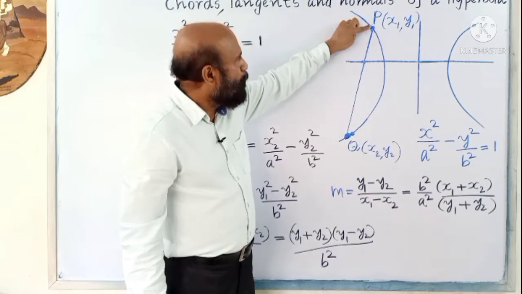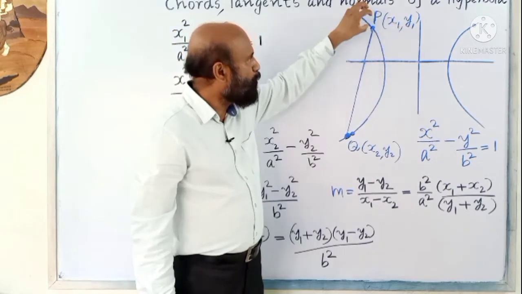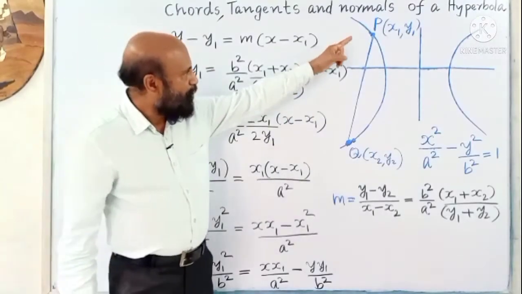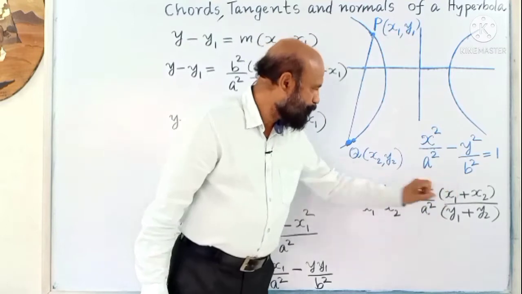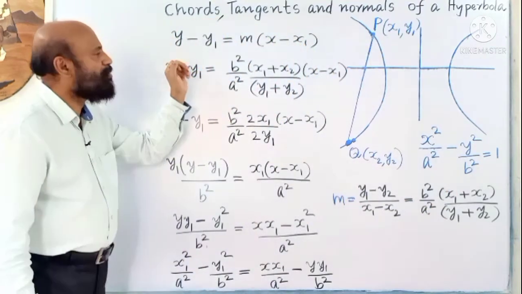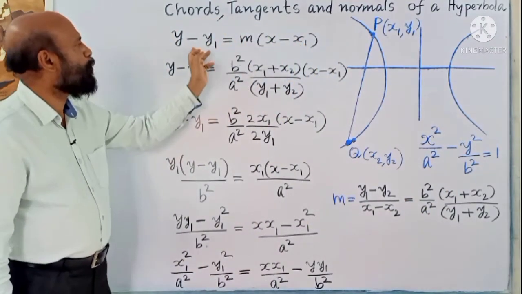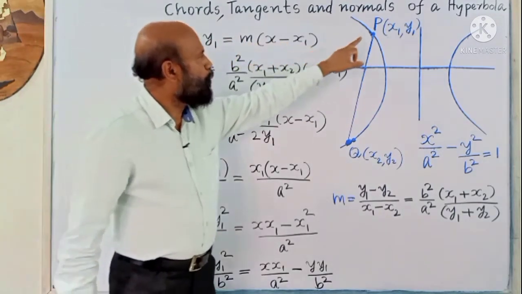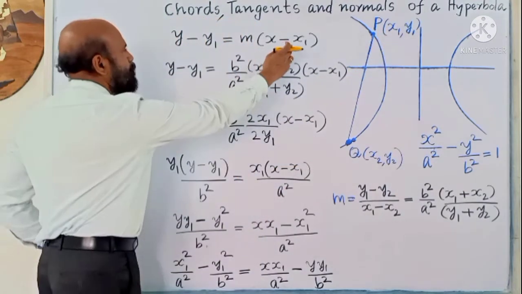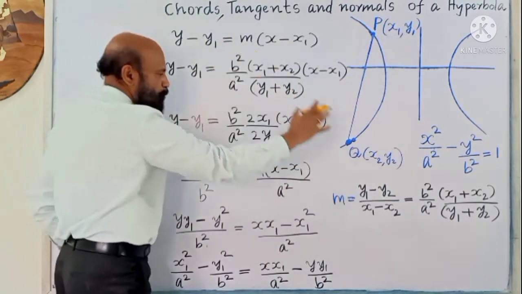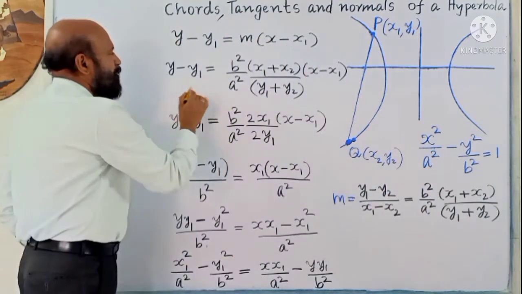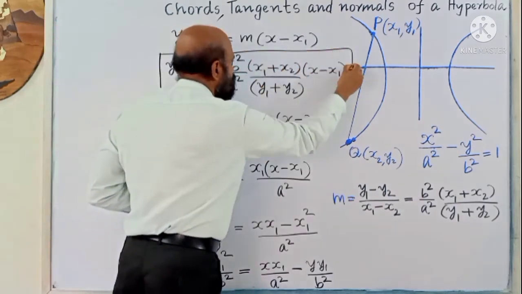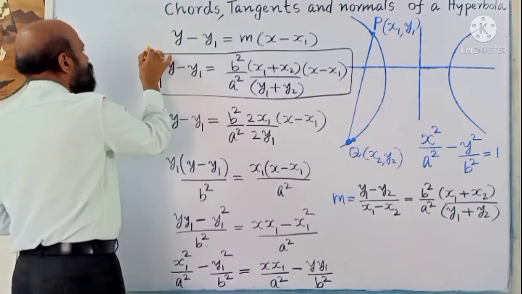So you know the point x1, y1. If you know the point and slope, we can write the equation of this chord. Now let us write the equation of the chord. We know the slope and point, so this is the slope point form: y minus y1 is equal to m into x minus x1. One point is x1, y1, then we substitute the slope. This is the equation of the chord PQ.